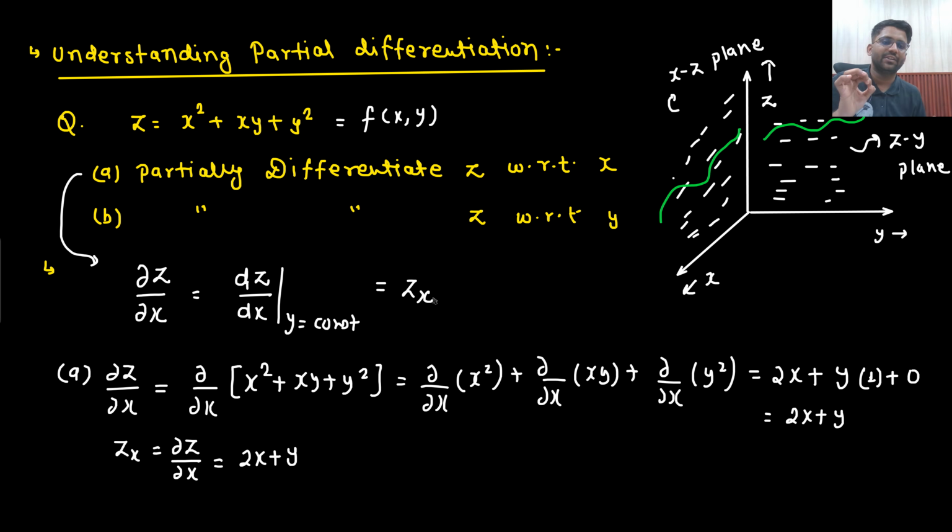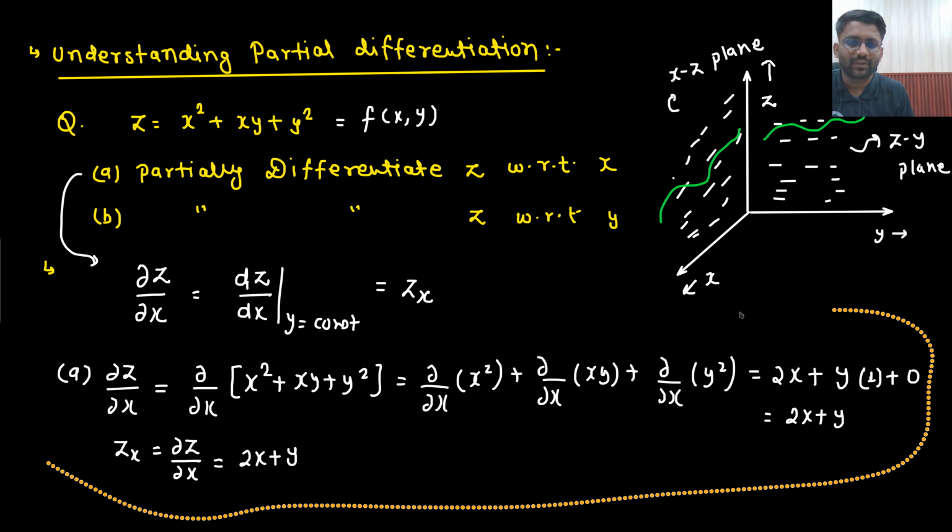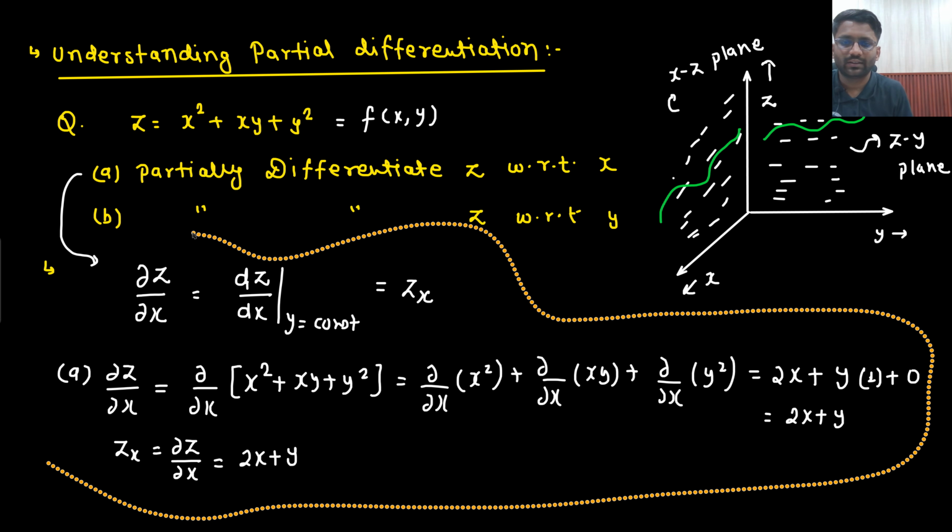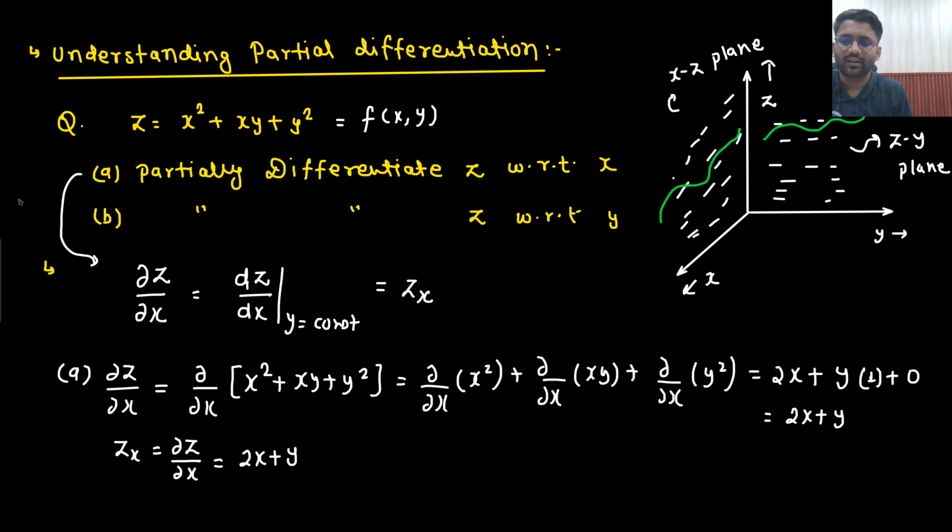That means partial differentiation of z with respect to x. The change in z with respect to x keeping y as constant. Is that clear to you? I don't have much page, so I will have to take the things upward. How will I take it upward?